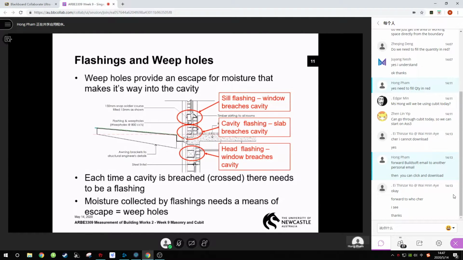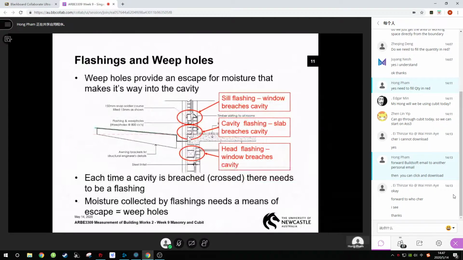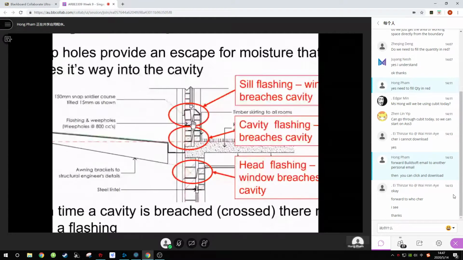Okay, now let's talk about flashings and weep holes. Let me explain first before I let Trevor talk about this. Okay, this is pretty important because nobody will show you where the flashings are on the elevation plan. On the elevations you only have the sectional details, and from there you have to interpolate where the locations of the flashings are on the elevations of the drawings. So weep holes provide an escape for moisture that makes its way into the cavity. Okay, so basically we have flashings. I think this is a very interesting concept.